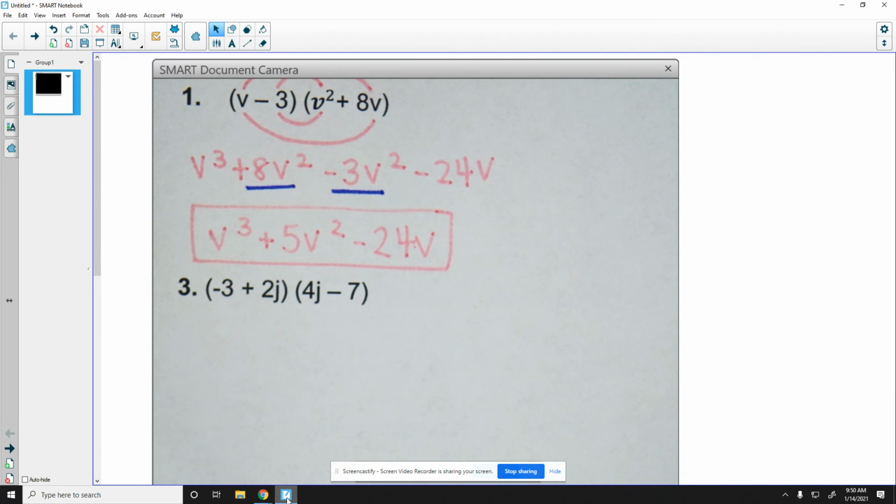Once you get your answer, check it with the board. Make sure it's written in standard form, biggest exponent first, then next biggest, then next biggest. If something doesn't line up, maybe double check your work, or maybe I did something wrong. I don't know.